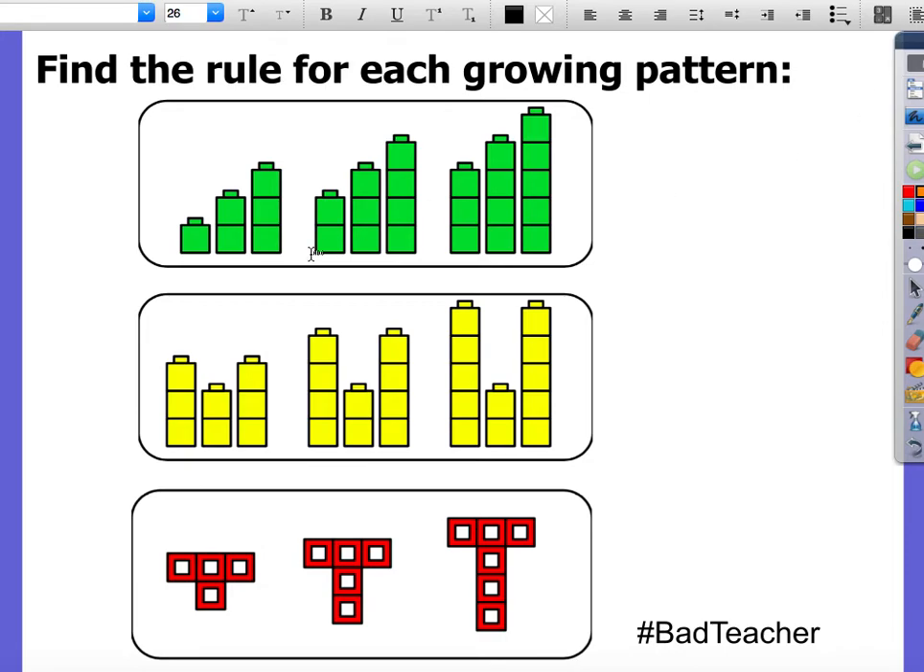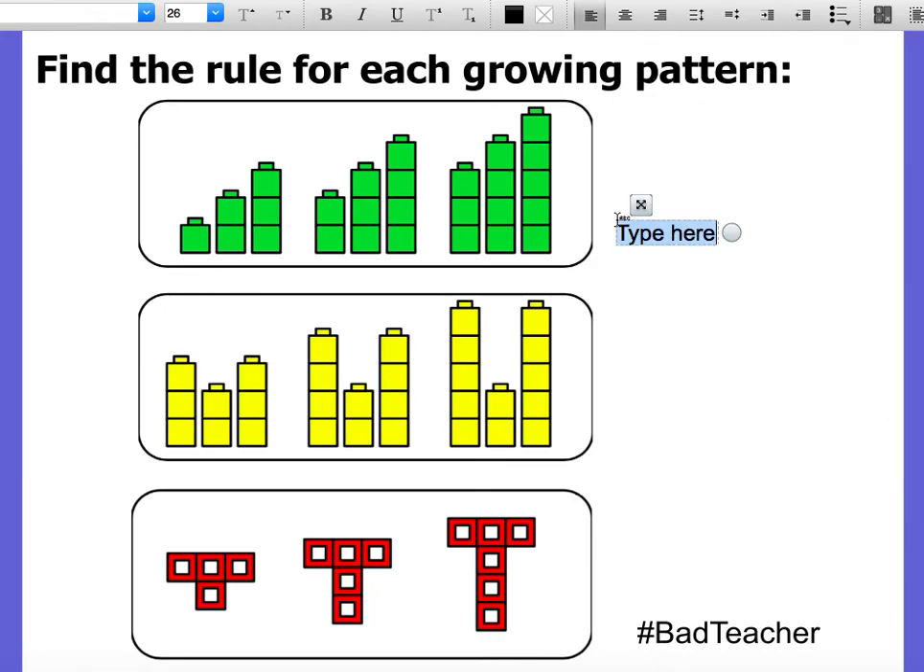You understand. So right here, you see this growing pattern, and it wants you to find the rule for each growing pattern. So if you follow the rule, what would be next? So what I want you guys to do is enter your answer. What would come next on that line, right? And I want you guys to take a picture and send it to me in Class Dojo.